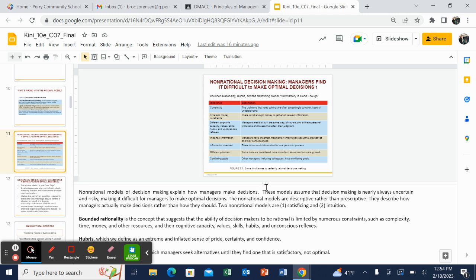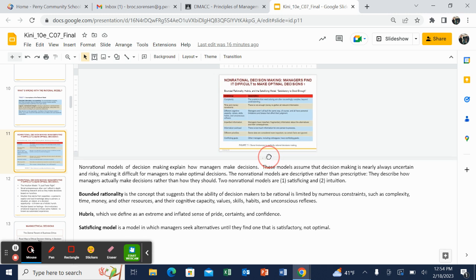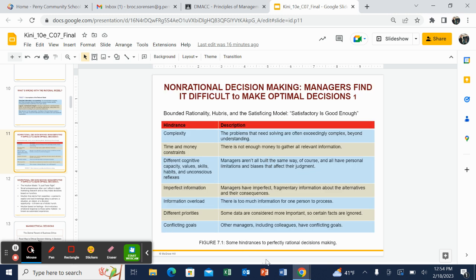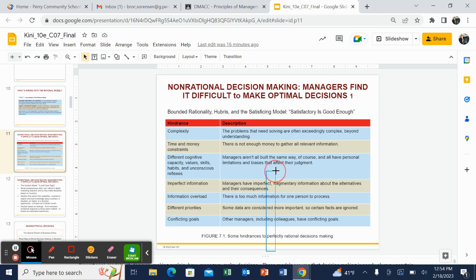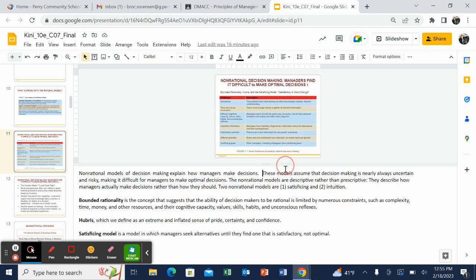So we have bounded rationality, and with our bounded rationality, so this is the concept that suggests the ability of decision makers to be rational is limited by the numerous constraints, such as the ones that we just discussed. Hubris, which we define as an extreme, inflated sense of pride, certainty, and confidence. So this one can also get in the way of decision making.